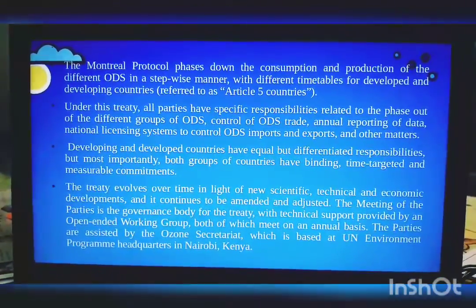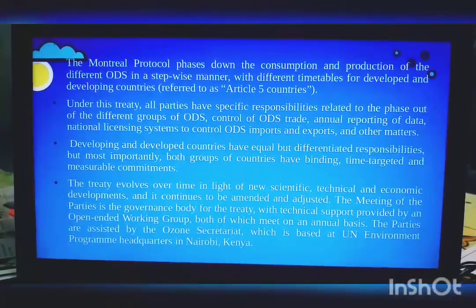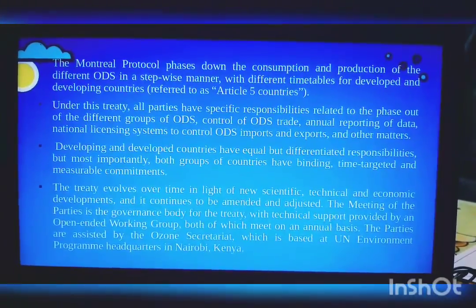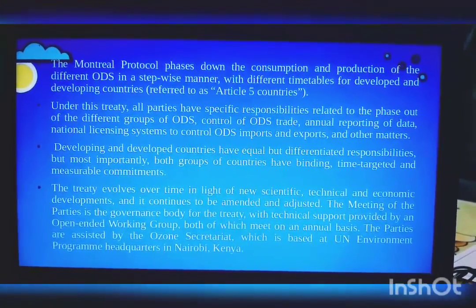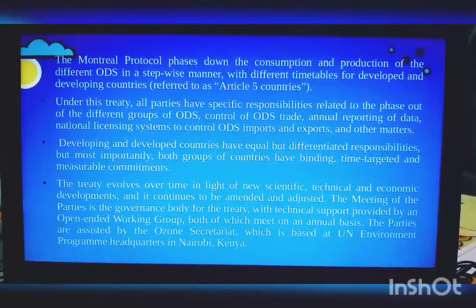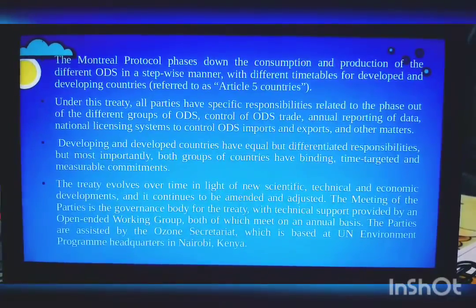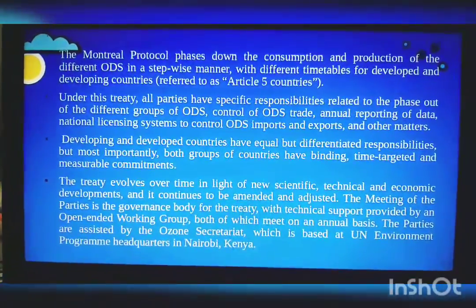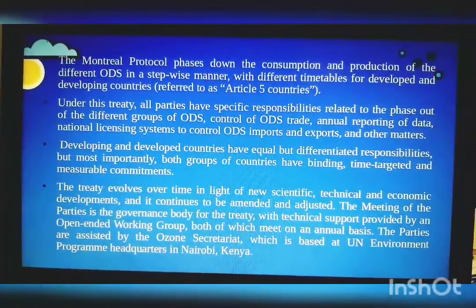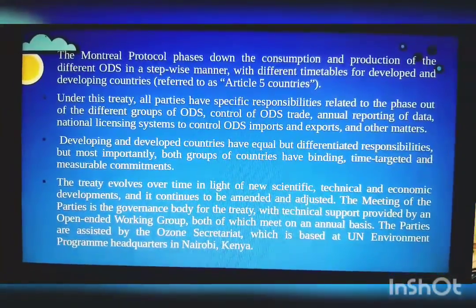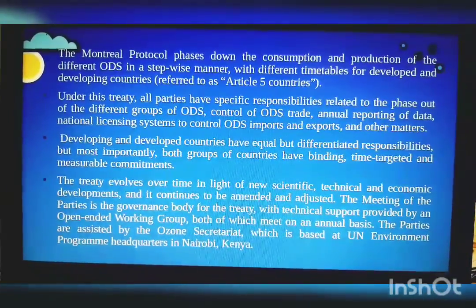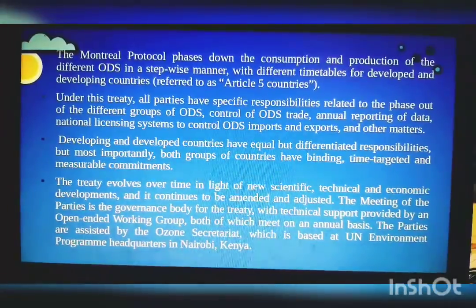The Montreal Protocol phases down the consumption and production of the different ODS in a stepwise manner, with different timetables for developed and developing countries. Under this treaty, all parties have specific responsibilities related to the phase-out of the different groups of ODS, control of ODS trade, annual reporting of data, national licensing systems to control ODS imports and exports, and other matters. The developing and developed countries have equal but differentiated responsibilities. Most importantly, both groups of countries have binding, time-targeted, and measurable commitments.